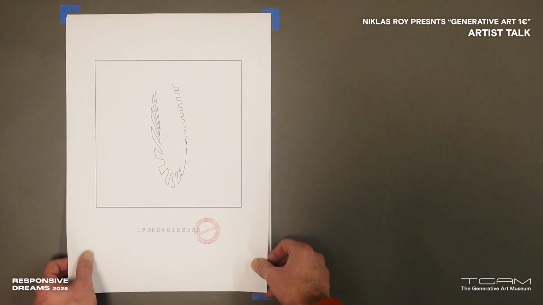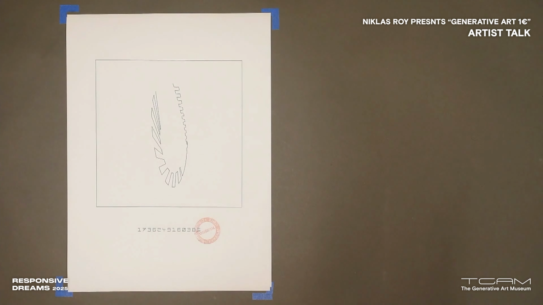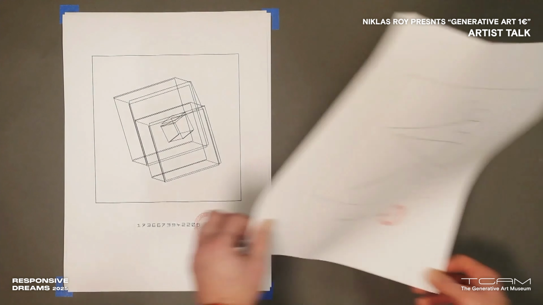There is a bit of variation to see, but at the wall you can see a lot more variation that this algorithm can produce.